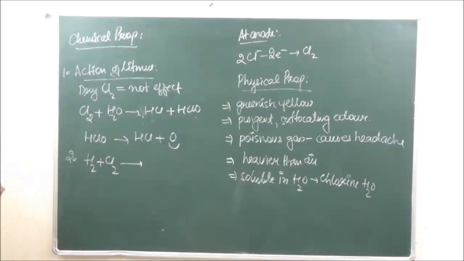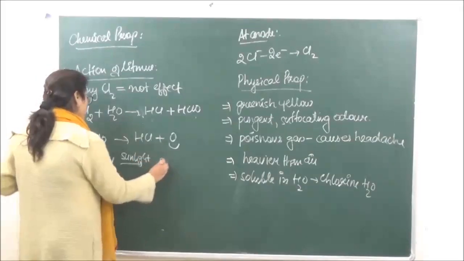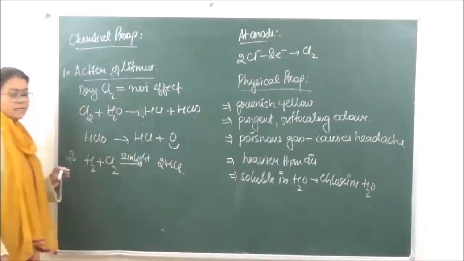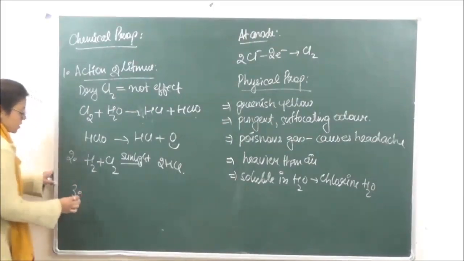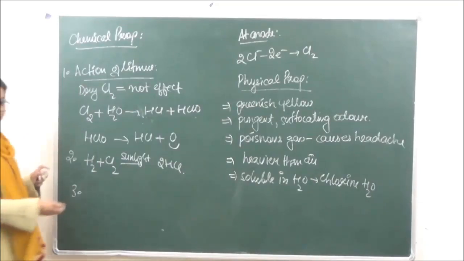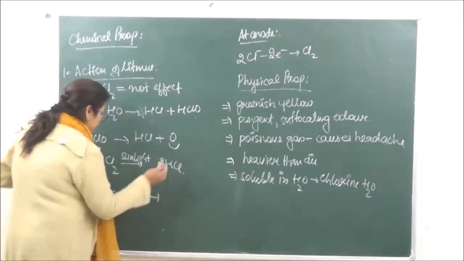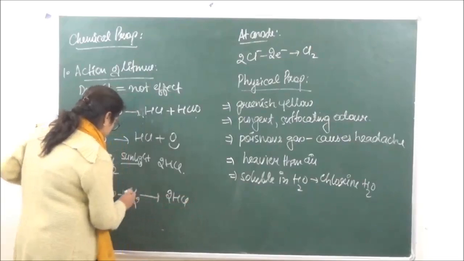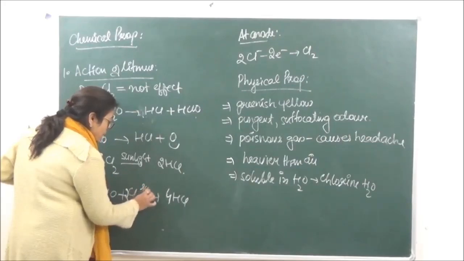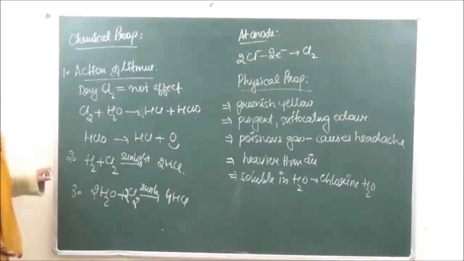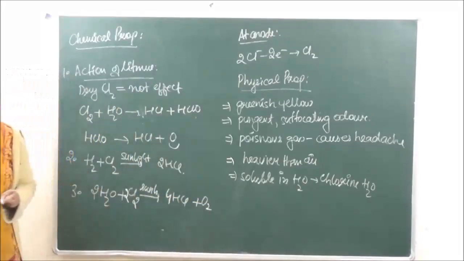हाइड्रोजन के साथ जब ये कंबाइन करता है in presence of sunlight, it is going to form hydrochloric acid HCl. ठीक है? फिर उसके बाद नंबर 3 action with water. वाटर के साथ it is going to again give us HCl. Again the reaction is going to take place in presence of sunlight. ठीक है? So it is going to give us HCl plus oxygen. So this is the third reaction.